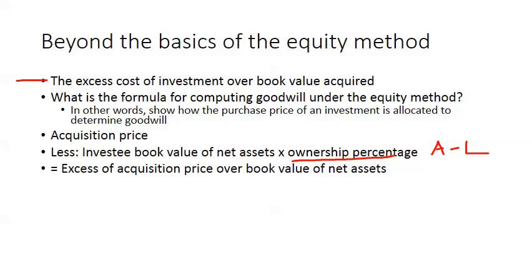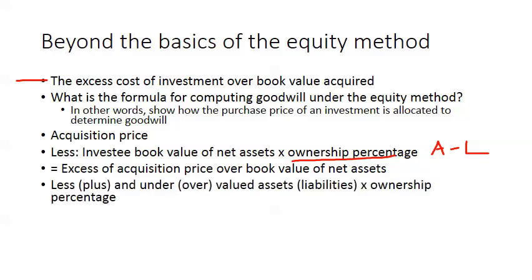What do we do with that? We allocate it to any under or overvalued assets. So we subtract or add any under or overvalued assets or liabilities, our percentage of them. Let's say the investee company has some assets that are undervalued. That means we were willing to pay more for the company because they had some undervalued assets. So we see some value in that. And that difference is goodwill.